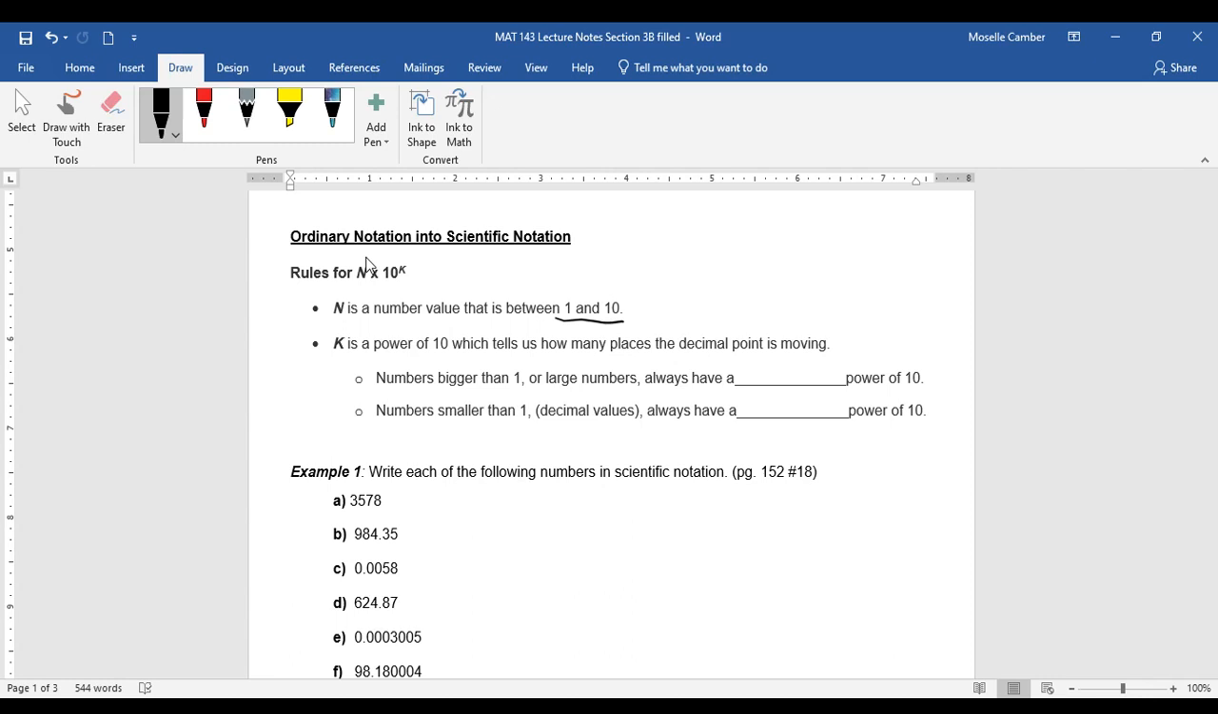So if you have a number that's bigger than 1, your normal number, like the distance from the Earth to the Sun, anything that's bigger than 1, on large numbers, you're going to have a positive power of 10 because they're large numbers. So when you multiply by a power of 10, you're going to get bigger and bigger and bigger, adding those zeros on at the end. However, if it's smaller than 1, so any decimal values, you're going to have a negative power of 10.